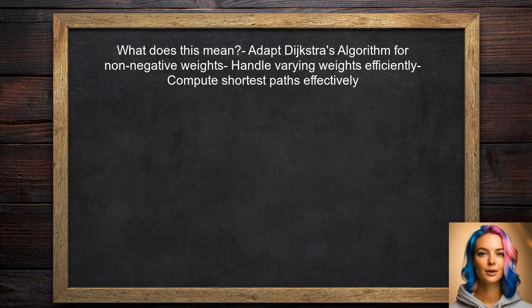So what does this mean? Essentially, we need to adapt Dijkstra's algorithm to handle graphs with non-negative weights that can vary. This modification allows us to efficiently compute shortest paths even when weights are not uniform.